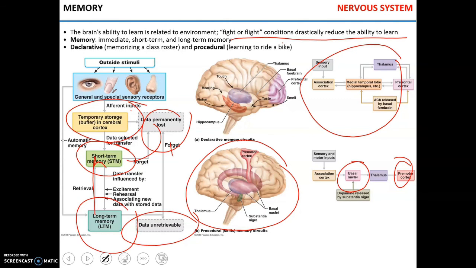So that will conclude our conversation about the nervous system. In next lecture, we will talk about the senses, special senses.